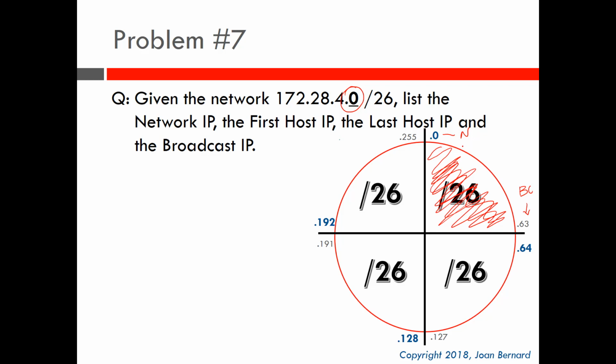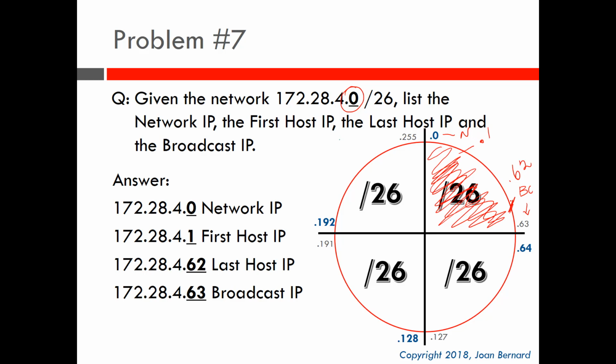So the first host is one more than the network. So the first host is going to be .1, 0 plus 1 is 1. That's my first host. My last host is going to be one less than the broadcast, so my last host is going to be .62. All right, so my answers would be the network IP is .0, the first host is .1, the last host is .62, and the broadcast is .63.